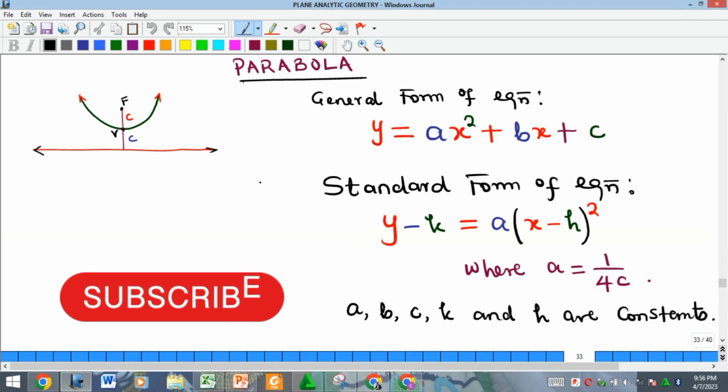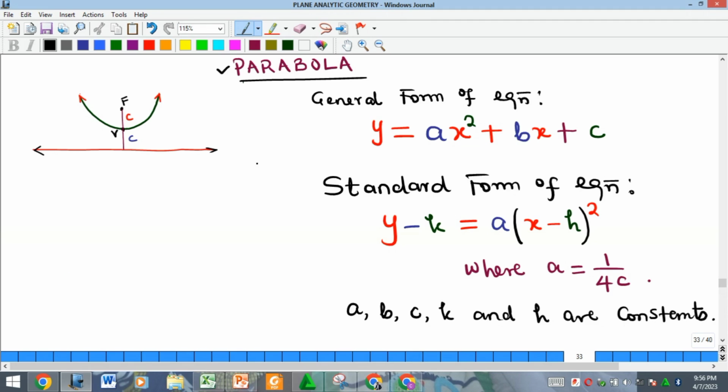So in this video, we want to look at the concept of a parabola. We've been on conic sections. We've seen the circles, the ellipse, the hyperbola, and then we now have a parabola. All right, so this is the nature of a parabola.